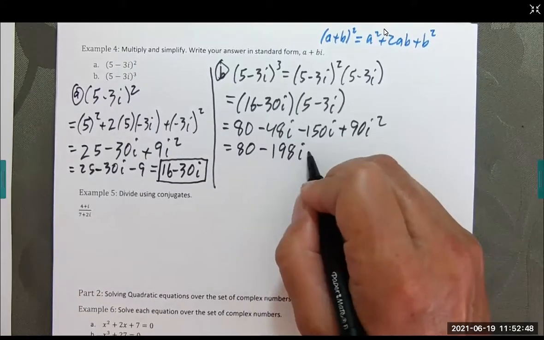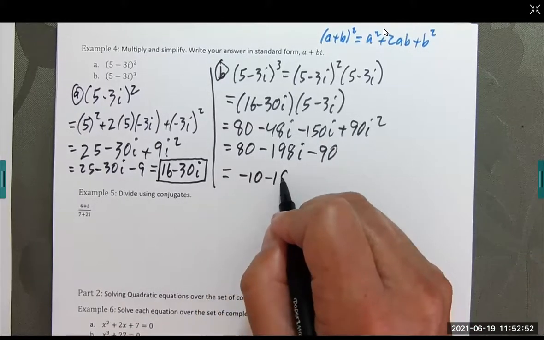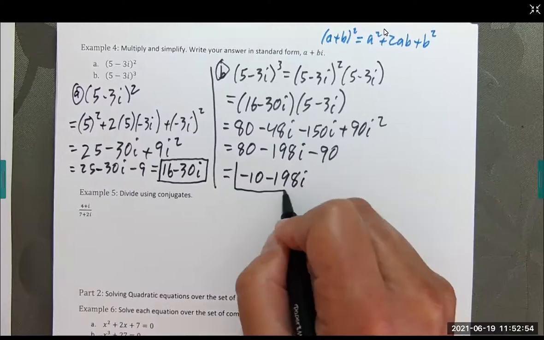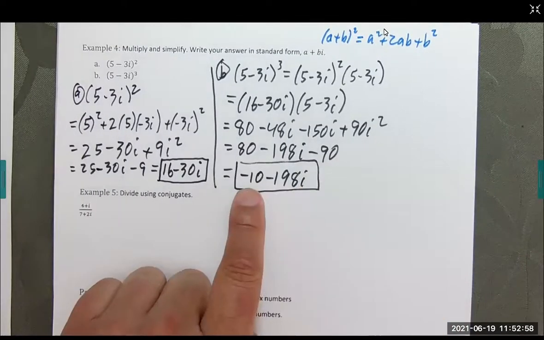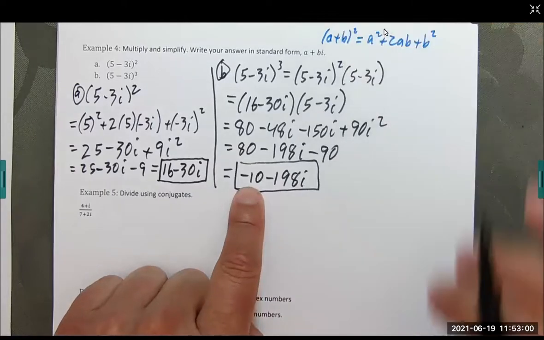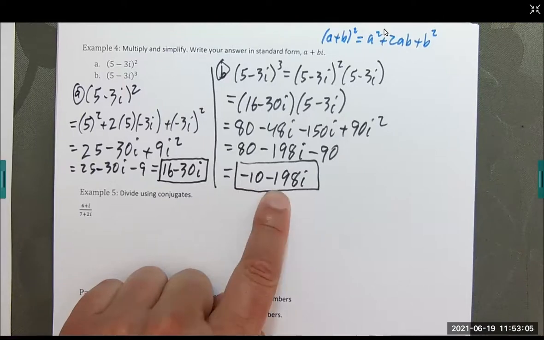Minus 90. This gives me negative 10 minus 198i. Again, we are in standard form here, a plus bi. A in this case is negative 10, and b in this case is negative 198.